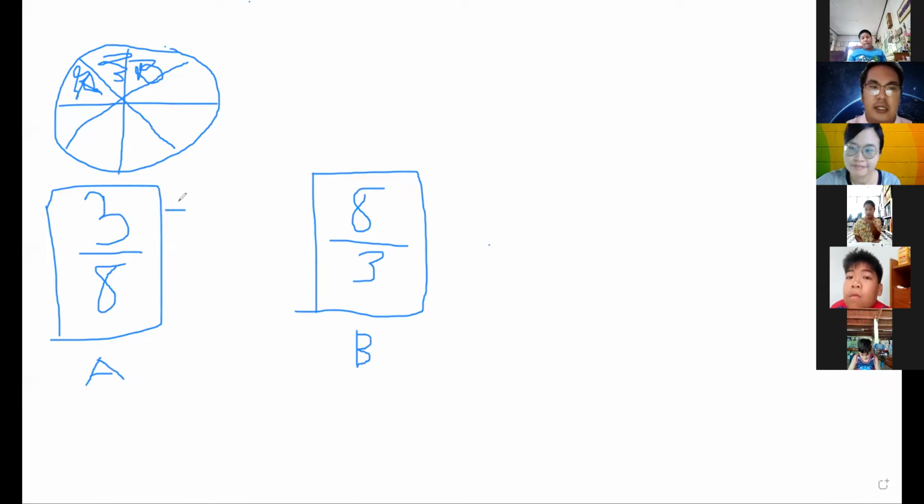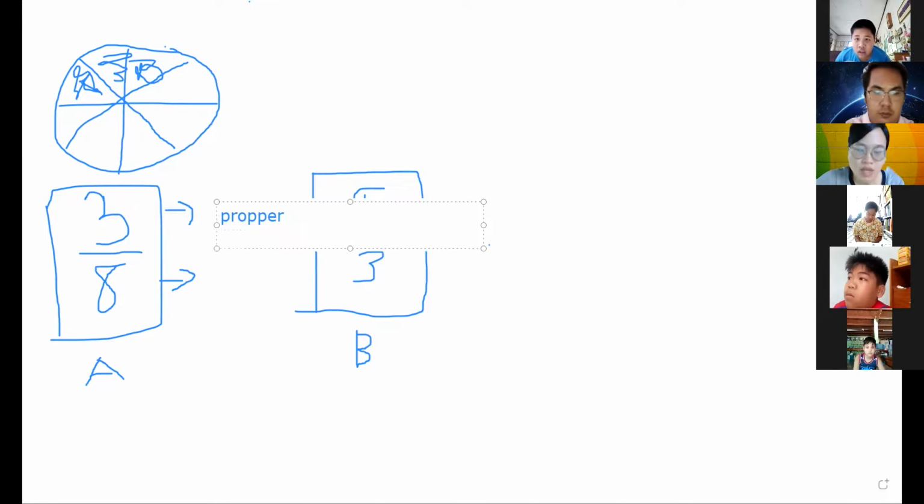Kwan Kao said this is a smaller fraction, a smaller numerator rather than denominator. And we call this one a proper fraction. In Thai we call it เศษส่วนแท้, where the numerator is less than the denominator.